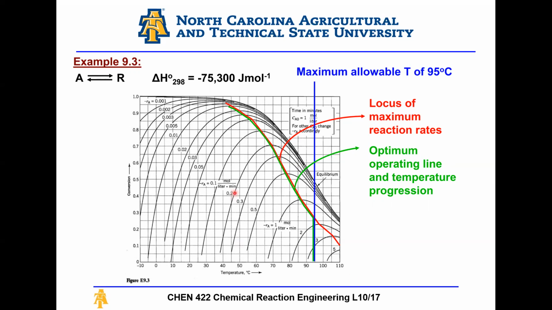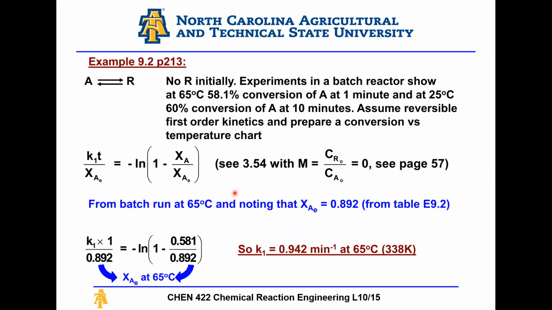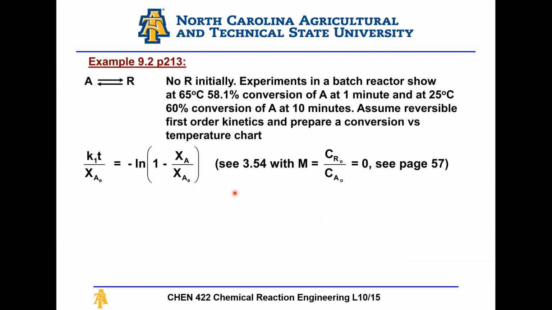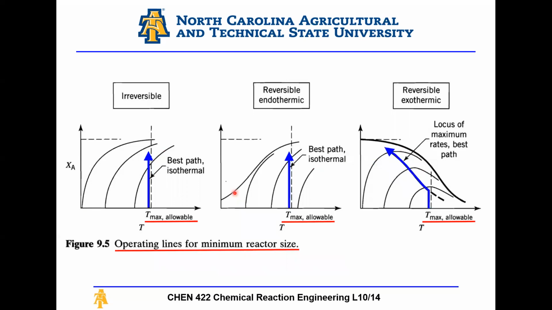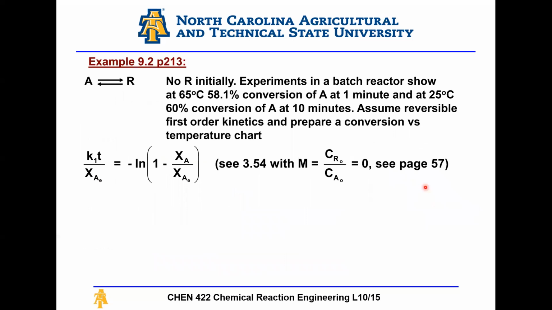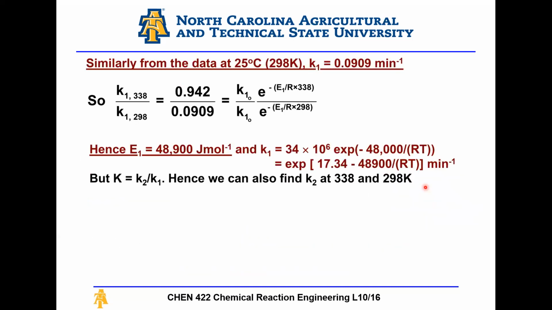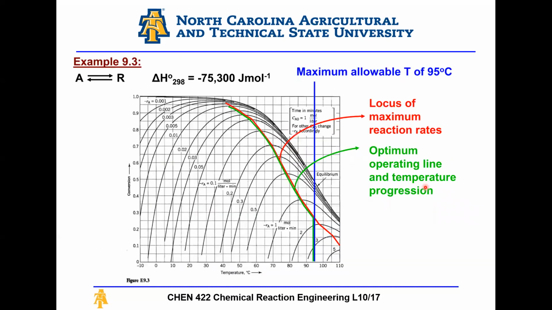So again, along this chart, and remember, in this case, it's a reversible reaction, right? And if we recall previously, for reversible exothermic, I need to operate along the locus of maximum reaction rates. And this is an exothermic reaction, as we mentioned previously. So here, if I look at this chart, which has conversion versus temperature, and I draw my maximum allowable temperature here of 95 Celsius.